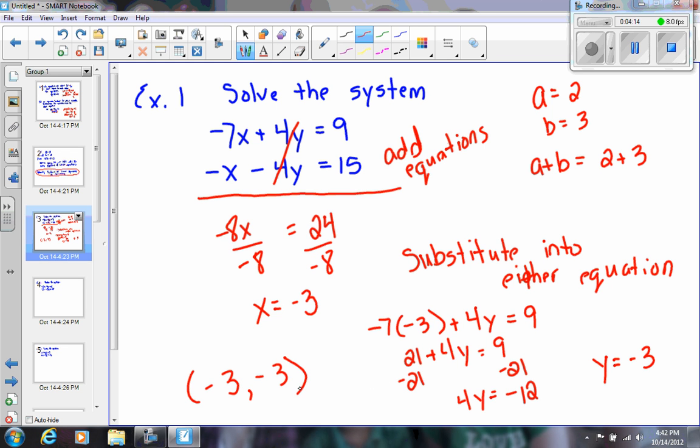Now what does my solution mean? That means if I graph these two lines, they will cross at the point negative 3, negative 3. Don't forget what that means. That means that this system of equations is consistent and independent. We have one unique solution.